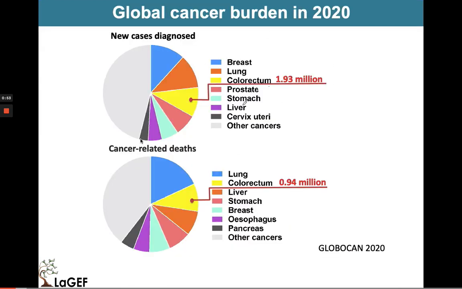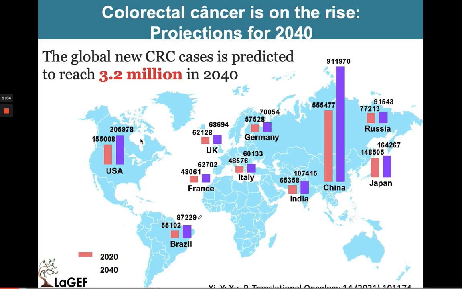Among the cancers, colorectal cancer is the third with new diagnoses every year, and is the second cause of death. Colorectal cancer, or CRC, is on the rise. In 2040, we are going to have 3.1 million people carrying colon cancer, and China, the United States, and Brazil are going to be the most impacted countries.